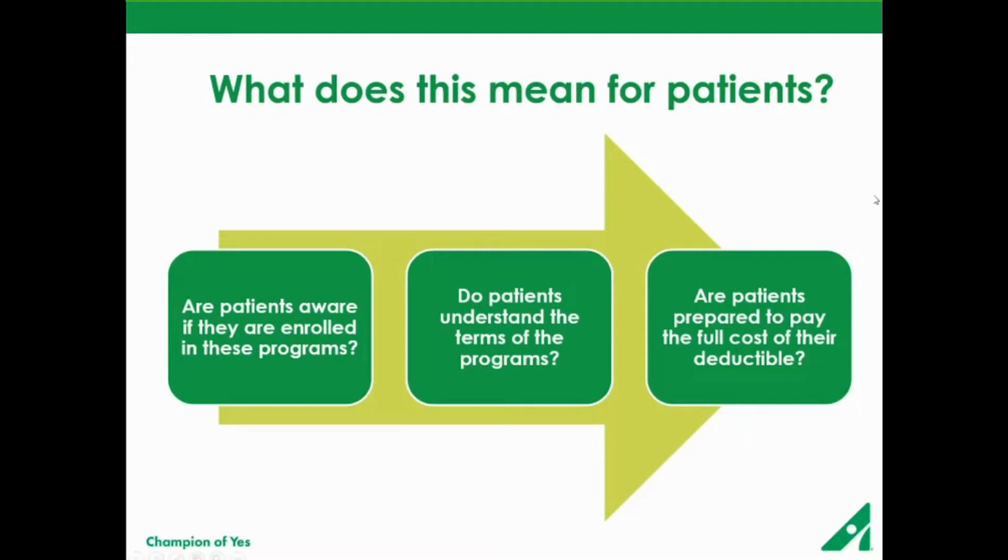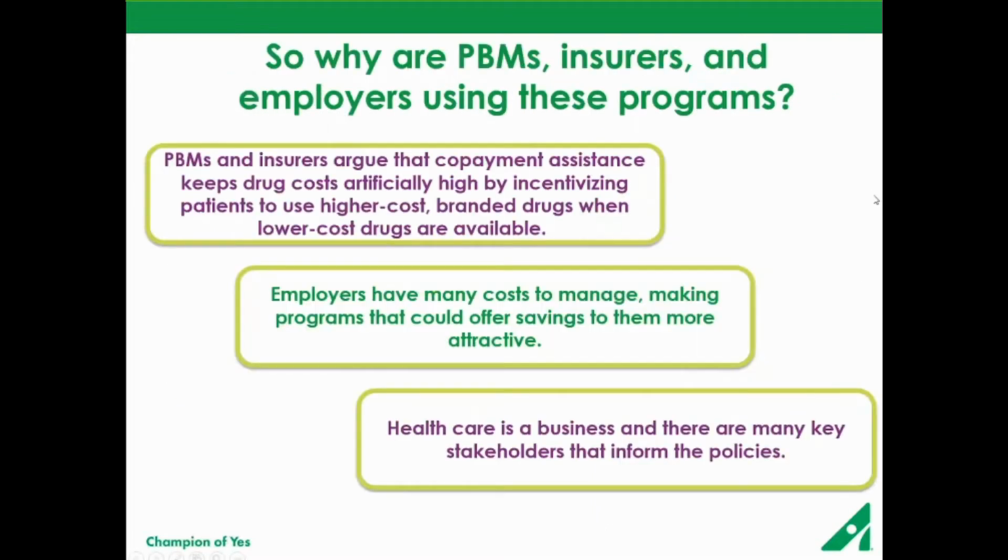Okay, so let's go up to this 20,000 foot level for a minute. Why are PBMs, insurers, and employers using these programs? So PBMs and insurers often argue that co-payment assistance keeps drug costs artificially high. They sort of mask the true cost of the drug and your true out-of-pocket obligation, and oftentimes that can incentivize patients to use higher cost branded drugs when lower cost drugs are available. And in many therapeutic classes, that is a very valid argument.